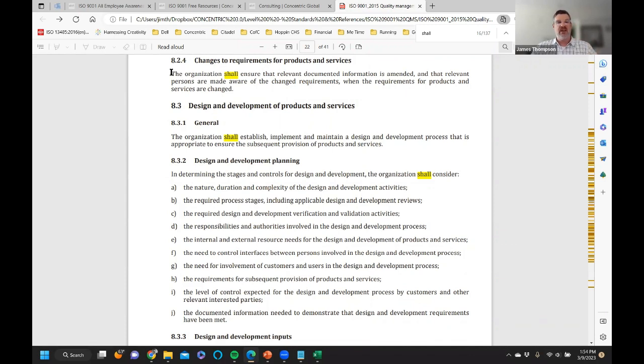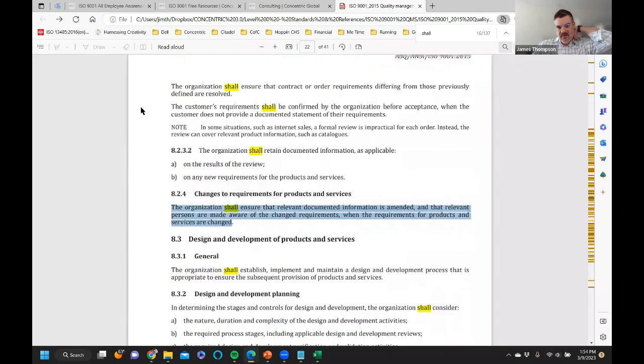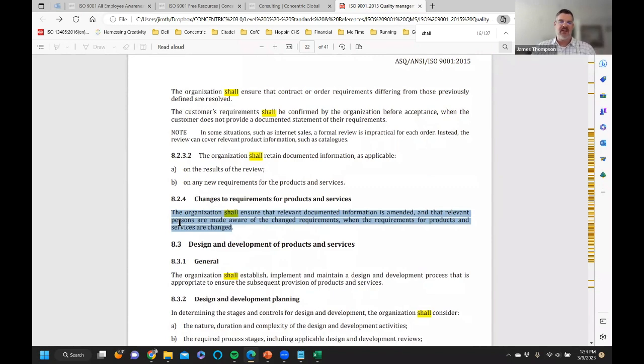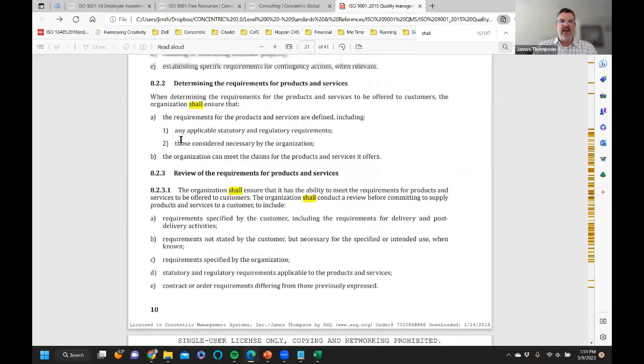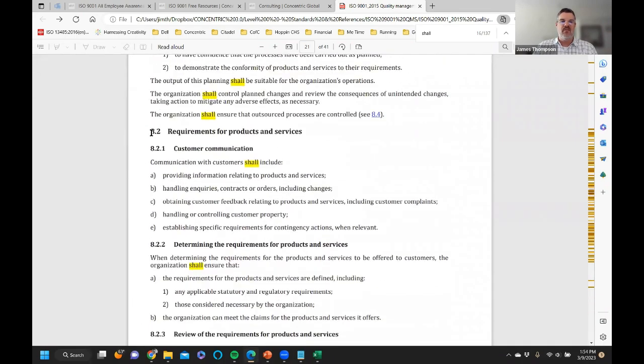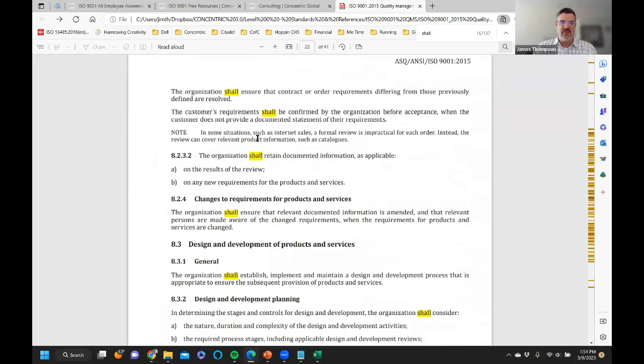Now we're dealing with changes. So the organization shall ensure that any relevant documented information is amended and that relevant persons are made aware of the changed requirements when the requirements for the products and services are changed. Okay, so that's really a change. Sometimes you'll see a change request or change authorization notice or something like that. That's a part of that piece of requirements, gathering requirements as it relates to the customer.